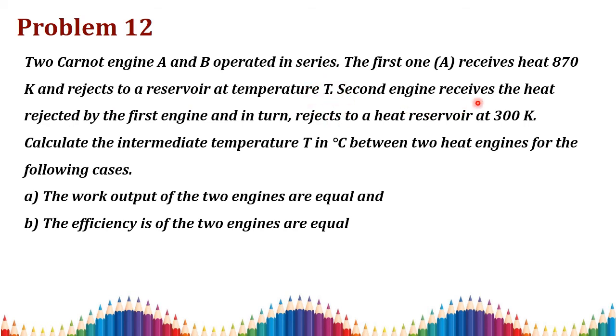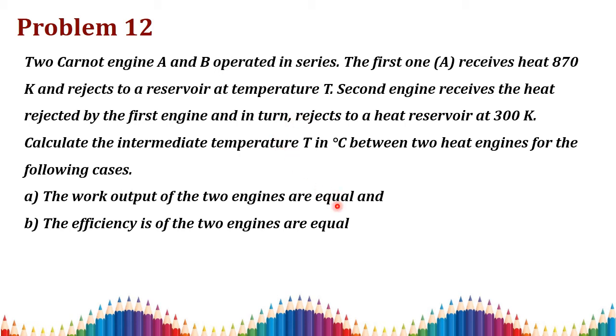The second engine receives the heat rejected by the first engine. Here it is also the same as your previous problem. Whatever heat is rejected by heat engine A will act as a source for your heat engine B, which in turn rejects heat to a reservoir at 300 Kelvin. Here that is TLB, so TLB is 300 Kelvin. Calculate the intermediate temperature between the two heat engines for the following cases. We need to find the intermediate temperature.